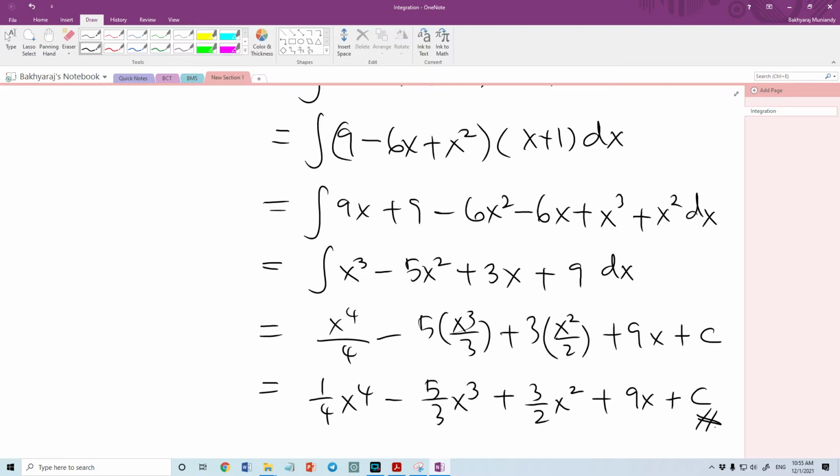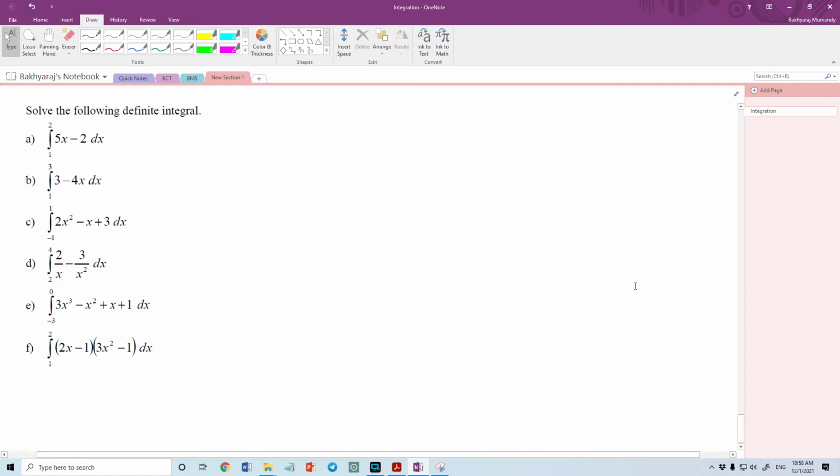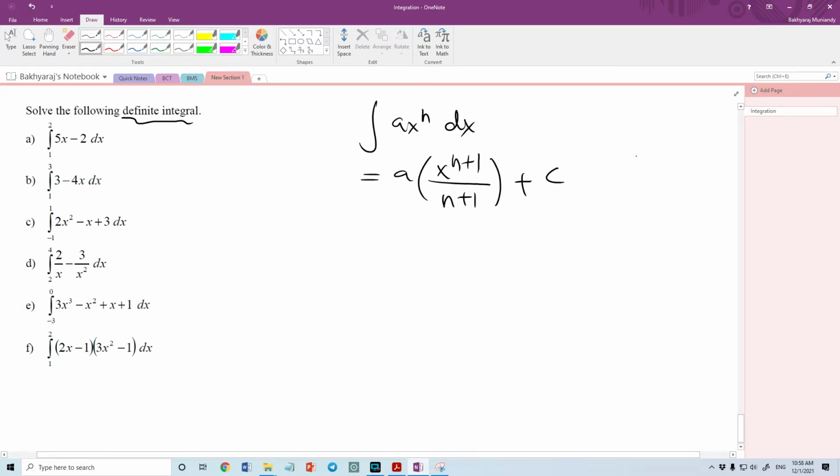So the next part, part 3, we have definite integral. Okay, now we're going to further our discussion on the definite integral. Definite integral means we don't have any more c. Just now when we integrate ax to the power of n dx, we get a times x to the power of n plus 1 over n plus 1 plus c, right? But in this case we no longer have plus c. The plus c no need to put anymore.